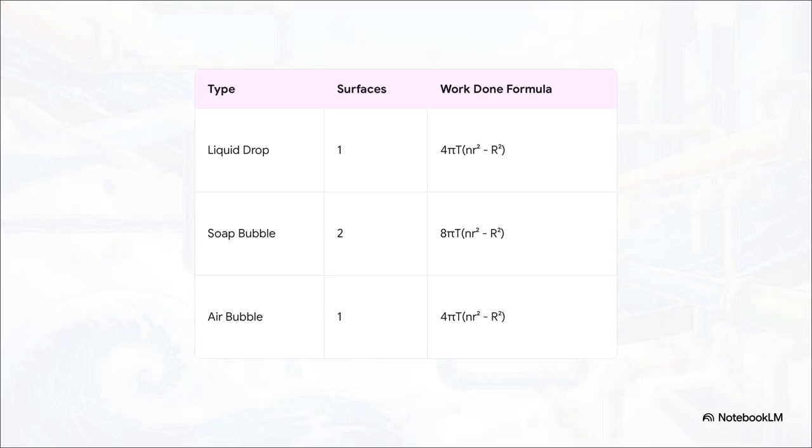Now this right here is a golden cheat sheet. You'll definitely want to commit this to memory. It perfectly contrasts the work done for liquid drops, soap bubbles, and air bubbles trapped underwater. Look closely at the air bubble trapped in water. It only has one surface interface, the air inside touching the water outside, so it uses the 4 pi formula, exactly like a solid drop of water. Only the hollow soap bubble floating in the air gets the special doubled 8 pi formula. Getting this straight in your head will save you so much time on exam day.